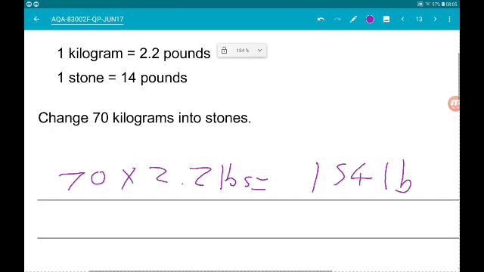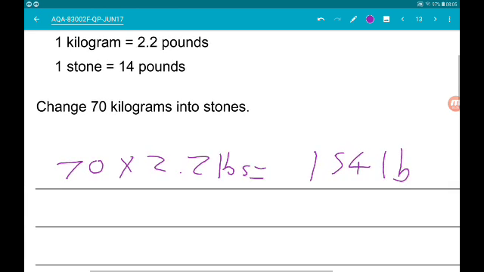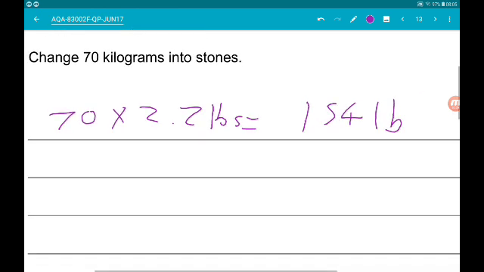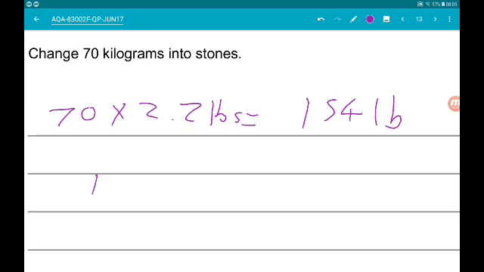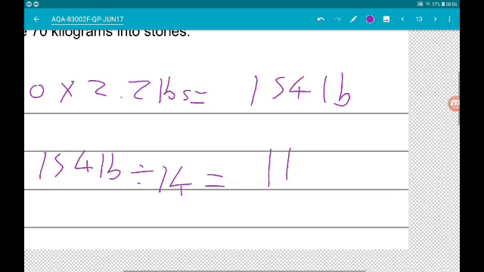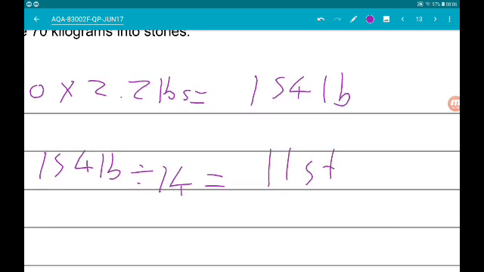Now we know that every 14 pounds is 1 stone. So then we need to know how many 14s are in 154. So 154 pounds divided by 14 is going to give us 11. Now that gives us 11 stone. Job done. Cool.